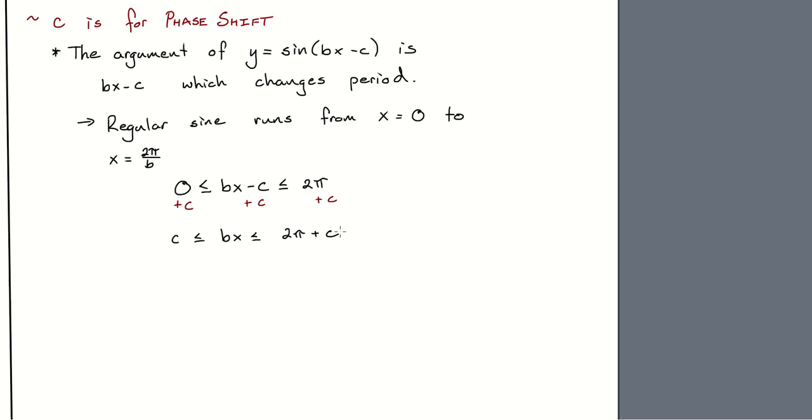There's only one more little step to knock out here. What would you now do to solve for x? Every single piece gets divided by b. So this gets divided by b, and everything gets divided by b. I'll write it like that. And this gets divided by b. Which means we now obtain, that's supposed to be a b, that c over b is less than or equal to x is less than or equal to 2 pi over b plus c over b.